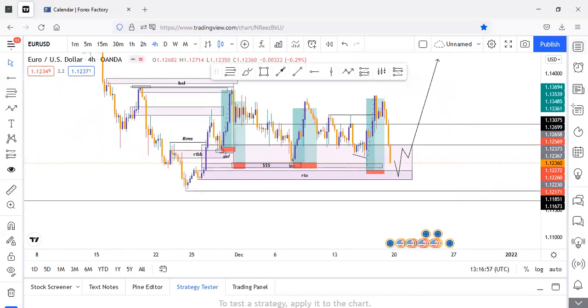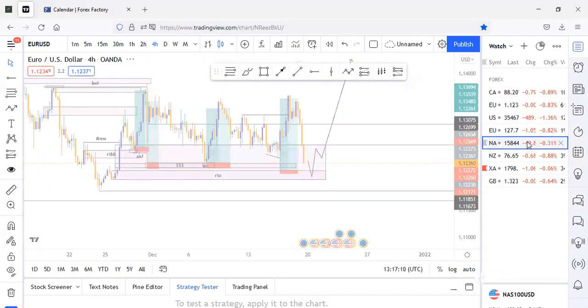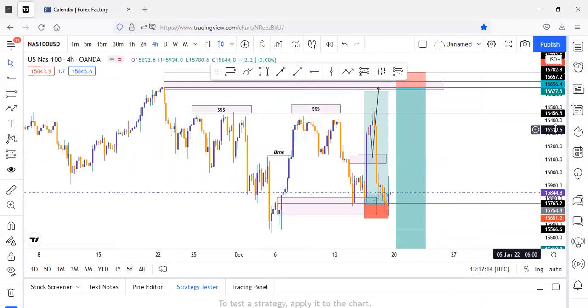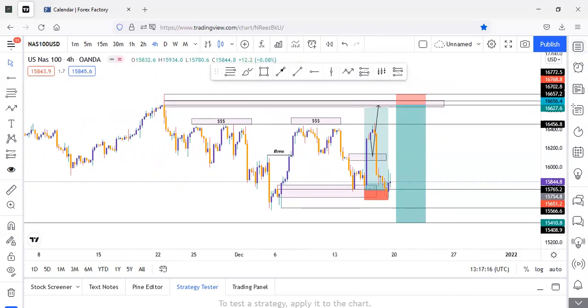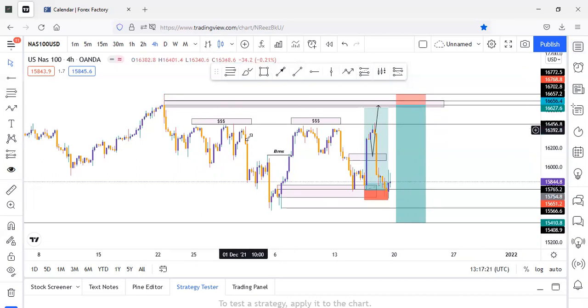The same thing is happening on Euro JPY and NZ JPY. You can see NAS. Okay, you can see I've been trading the order flow of NAS as well. So guys, you just have to practice as much as possible.